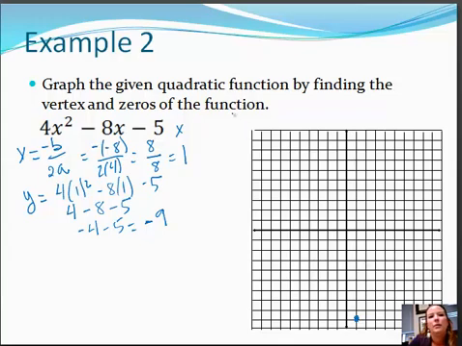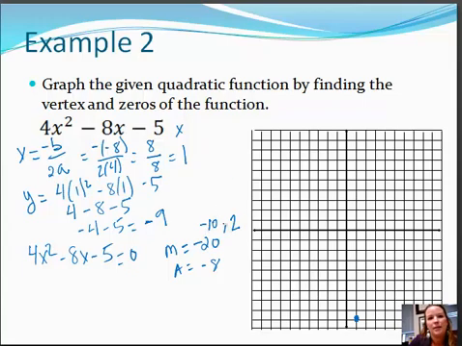Alright, so then we're going to find our factors so that we can graph our zeros. So remember, we say that 4x squared minus 8x minus 5 has to be equal to 0. Your multiply number is 4 times negative 5, which is negative 20. Your add number is negative 8. So what multiplies to negative 20 and adds to negative 8? Well, it's going to be negative 10 and 2, right? Because negative 10 plus 2 is negative 8. So we come back over here, we do x minus 10, x plus 2, still equals 0.